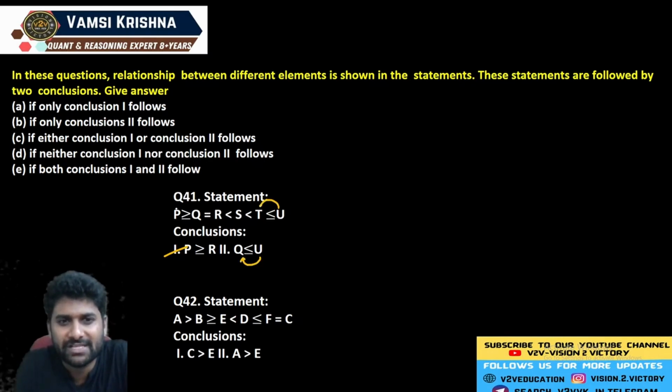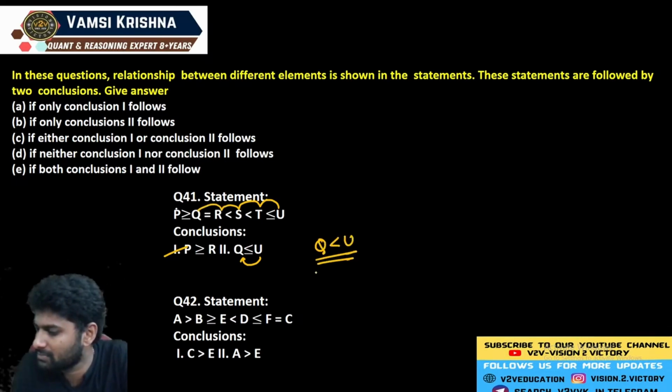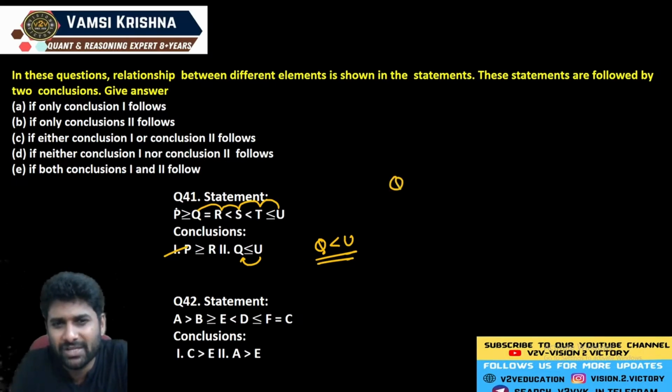Guys, U to T, there is a relation, T to S, there is a relation. It's U to Q, guys. And S to R, there is a relation, and Q to R, there is a relation. Definitely Q is less than U, not less than or equal to. See here, the relation Q is always less than U, not less than or equal to. None. 2 is wrong, Upendra.